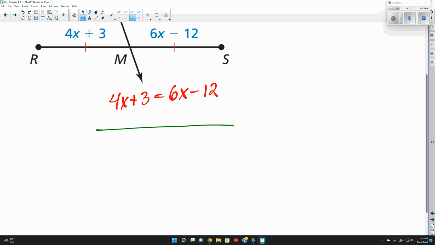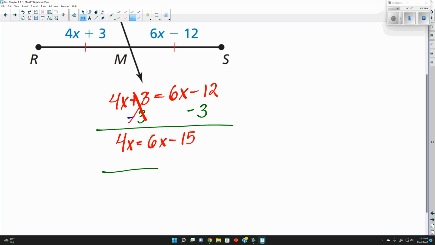So what do we want to do first? Yeah. We can subtract 3 from both sides, because 3 minus 3 is 0, telling us that 4x is equal to 6x minus 15. If you added or subtracted something differently, that's fine, because we could have added 12 to both sides to start off with, or we could have subtracted 6x from both sides, or we could have subtracted 4x. Any one of those would still work.